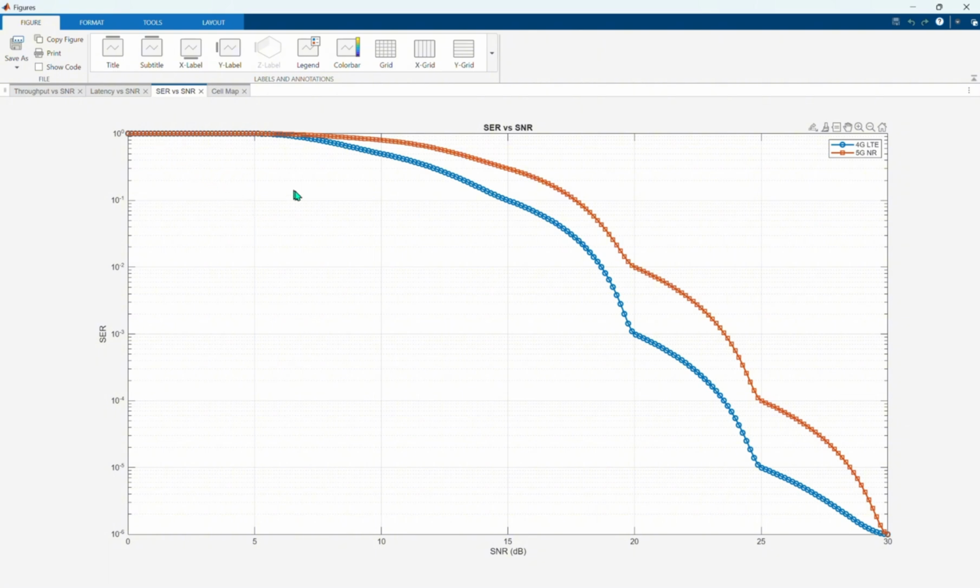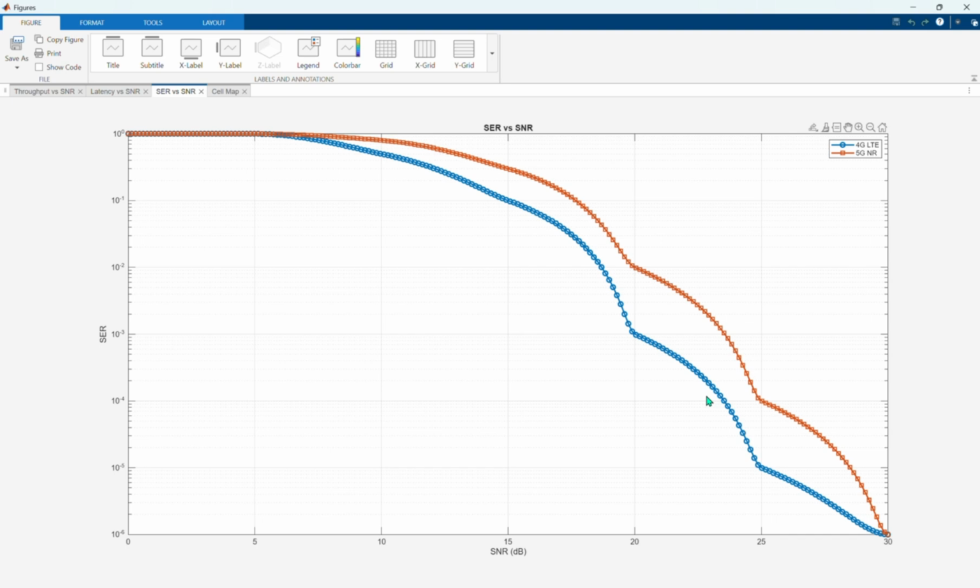The next graph shows the symbol error rate plotted against SNR on a logarithmic scale. Here we observe that the 4G and 5G experience a sharp drop in error rate as SNR increases from 0 dB to 30 dB. At low SNR levels, both technologies have high error rates because the signal is heavily affected by noise and interference. As the SNR improves, the curves fall exponentially, showing that the communication becomes more reliable.